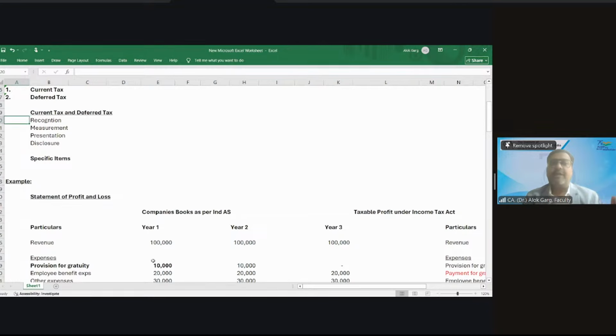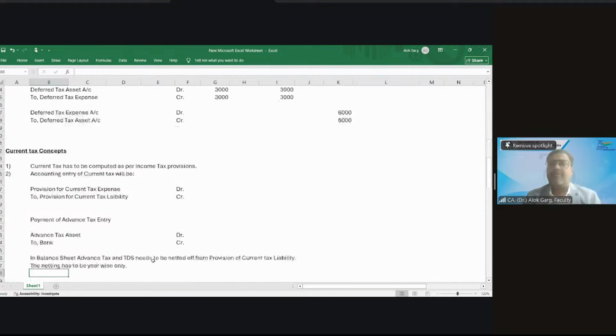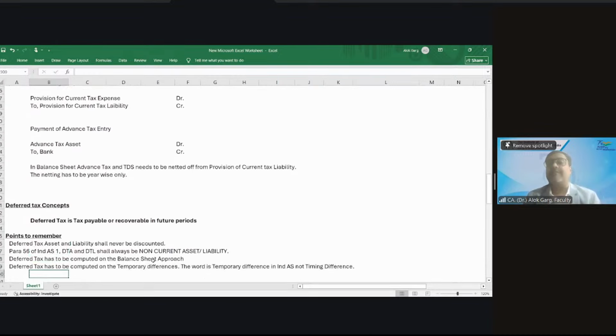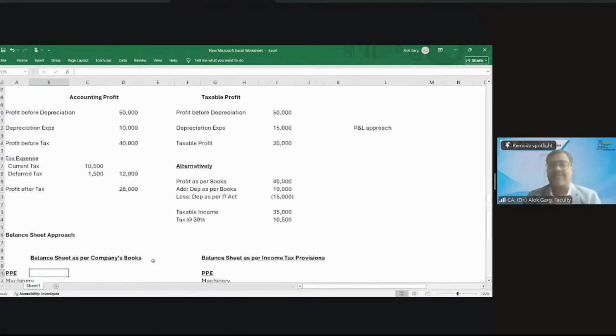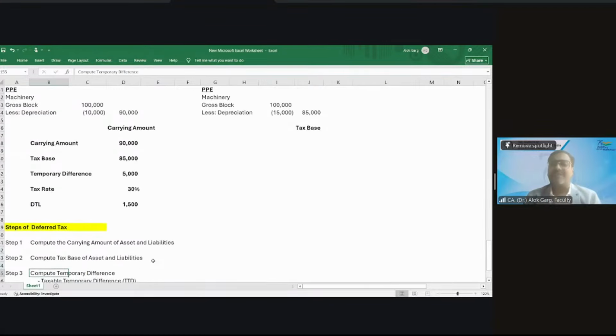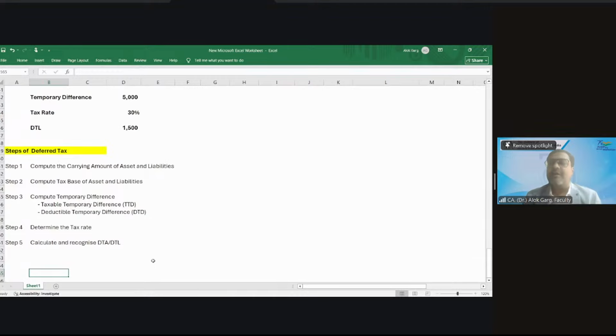So today I'm covering current tax and deferred tax recognition and measurement. On the presentation part, DTA/DTL will always be shown as a non-current asset, and DTA/DTL has to be offset. On a few items you have a DTA, on a few items you have a DTL. So what will you do? You will show net. You will not show both together.